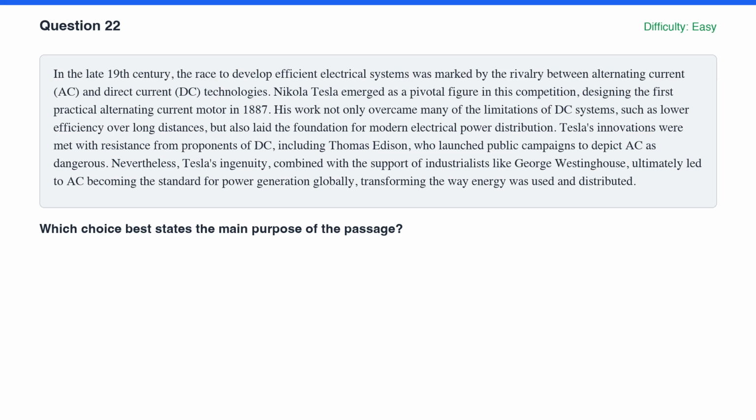Question 22 of 25. Here's an easier one. This passage is titled Tesla and the Creation of the AC Motor. The passage centers on Nikola Tesla's design of the first practical alternating current motor in 1887, the resistance he faced from DC proponents like Edison, and how AC ultimately became the global standard. The question asks which choice states the main purpose of the passage.